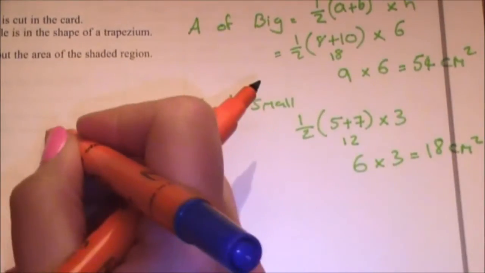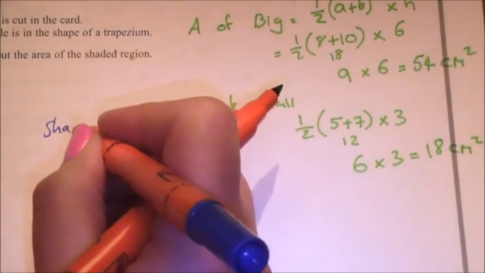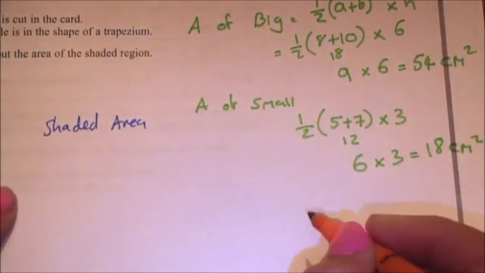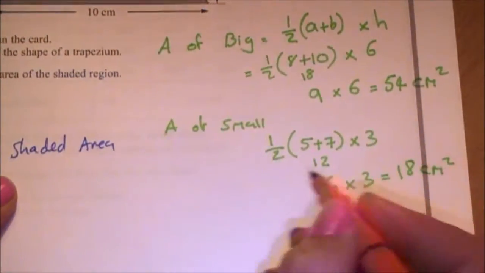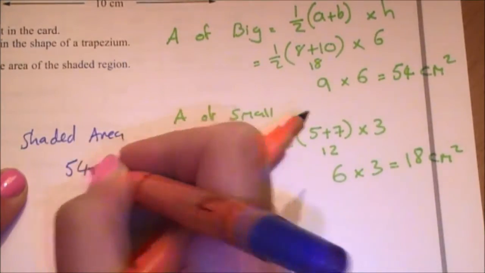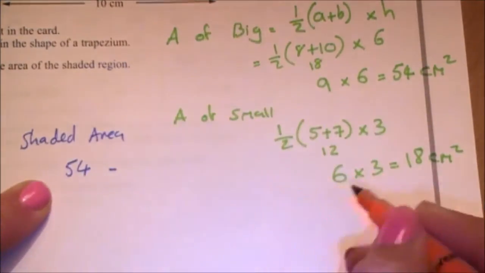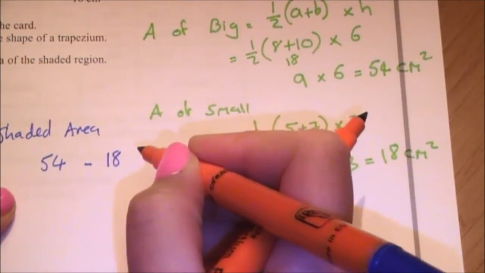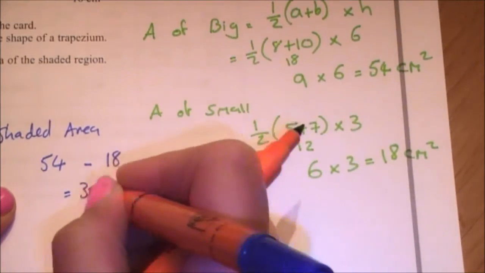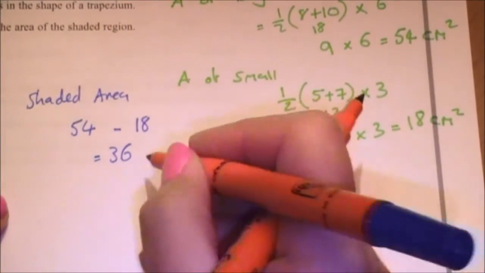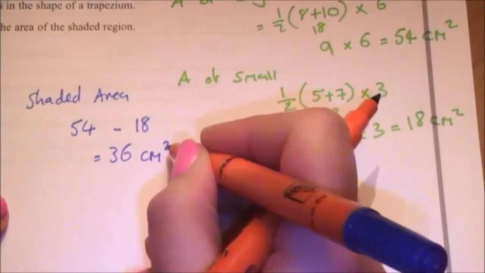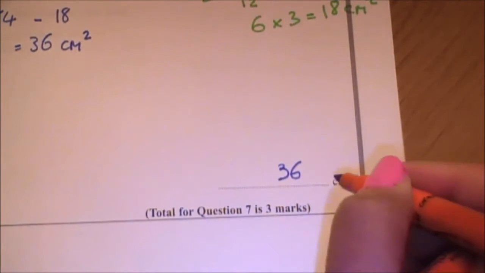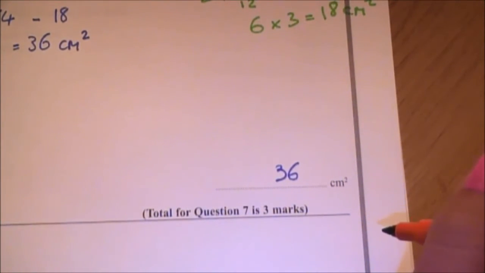Now I'm going to find my shaded area. And to do that, it's the area of the big one, which was 54. Take away the area of the small one, which is 18. And that leaves me with an area of 36 centimetres squared. But like I said earlier, we don't get a mark for the units this time.